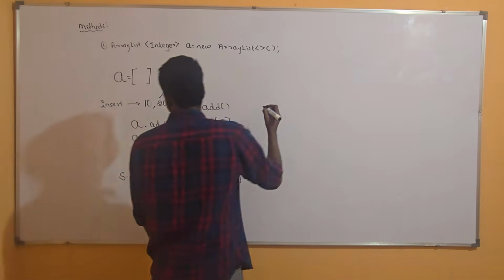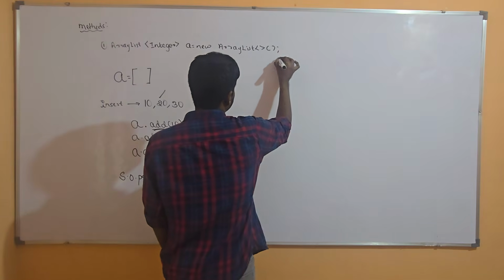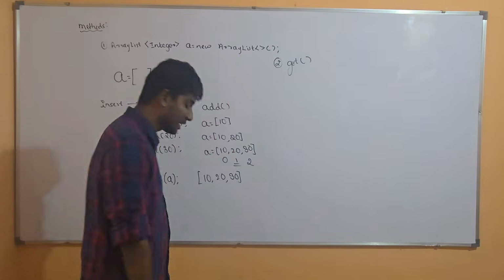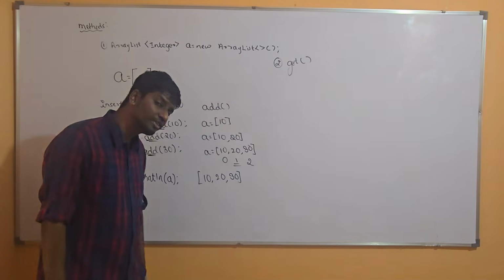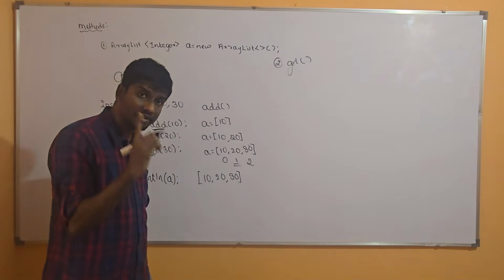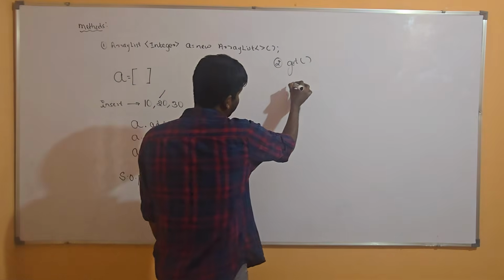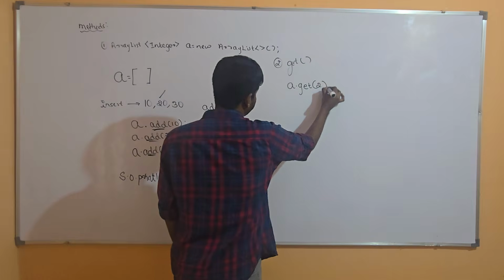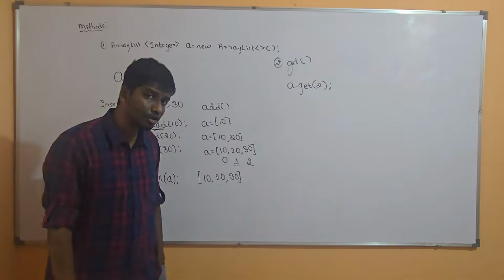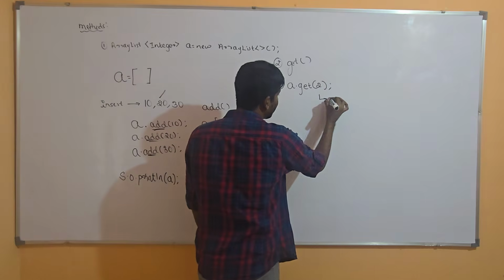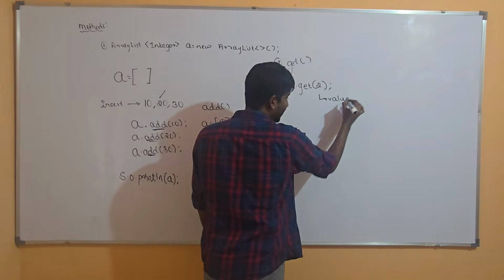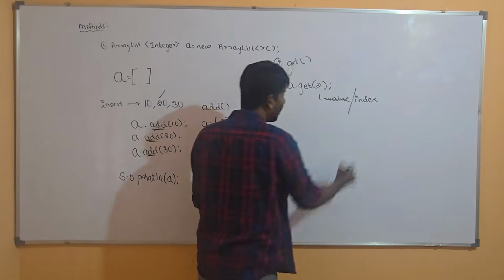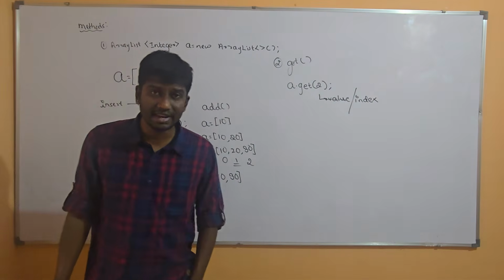In that case, you have to use your second method. The second method is called the get method. What's the use of the get method? The get method will give you the value at a particular index. For example, if I write a.get(2), remember 2 is not the value. It is not a direct number. Instead, 2 is an index.